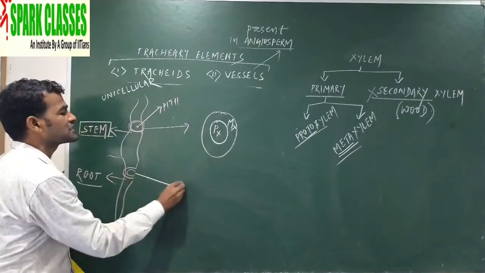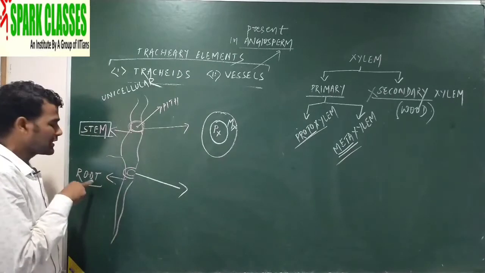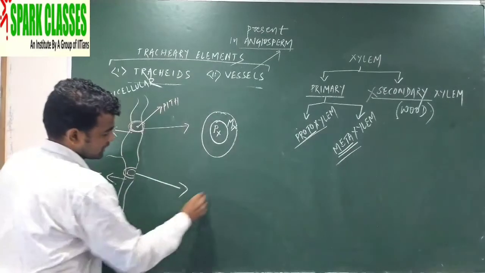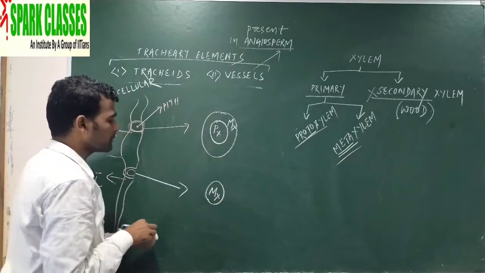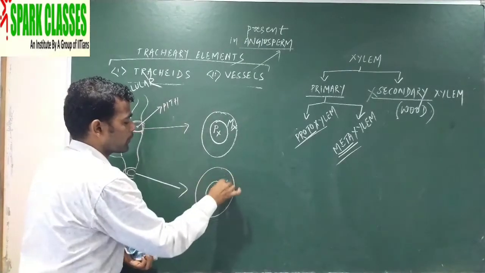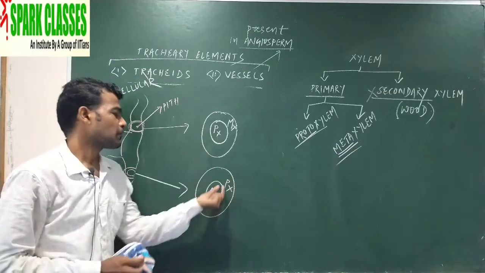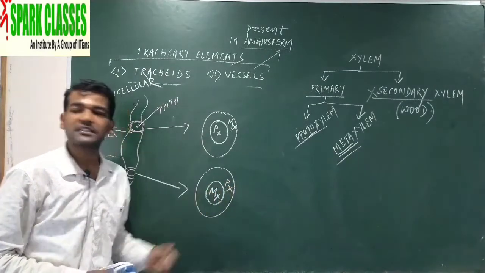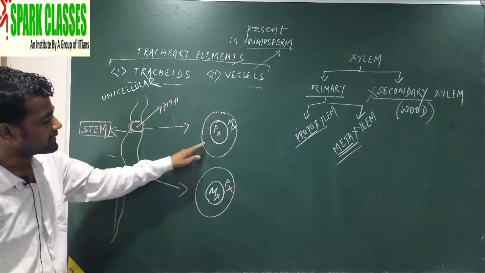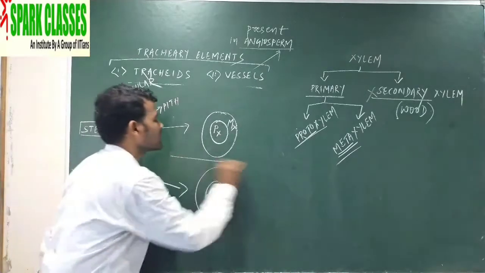But the opposite is seen in case of root. In case of root, you find the opposite. The metaxylem is at the center, but the protoxylem is in the periphery. PX means protoxylem. Protoxylem is present towards the periphery, metaxylem is present towards the center. So by this arrangement, we can differentiate root and stem.